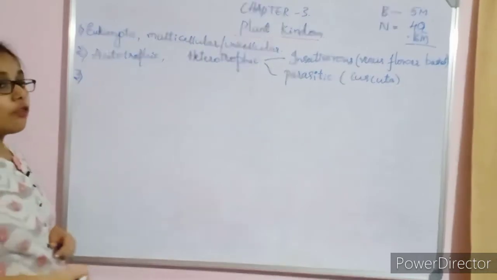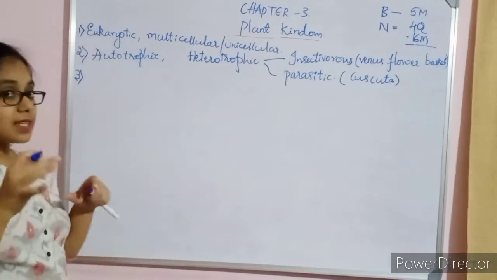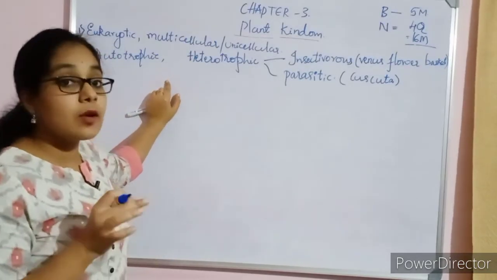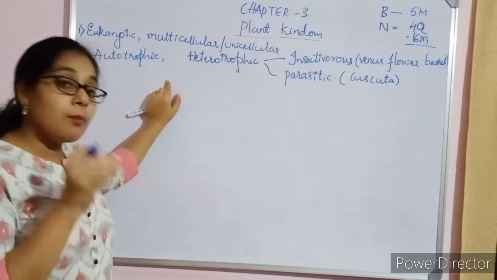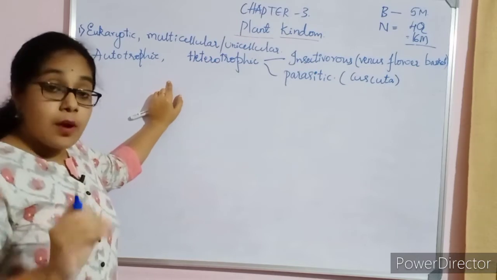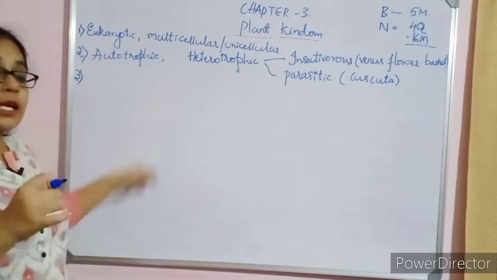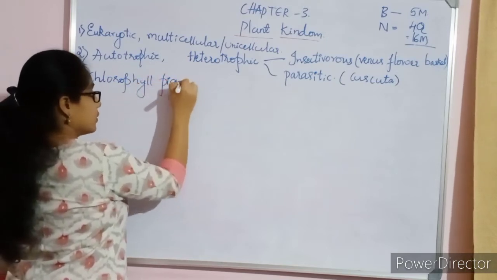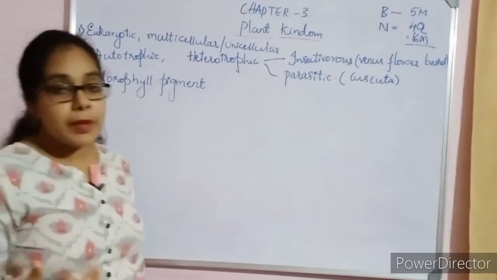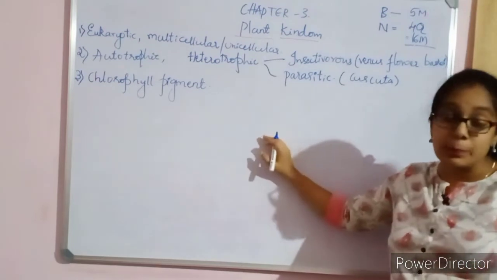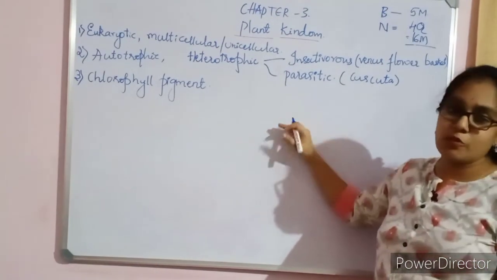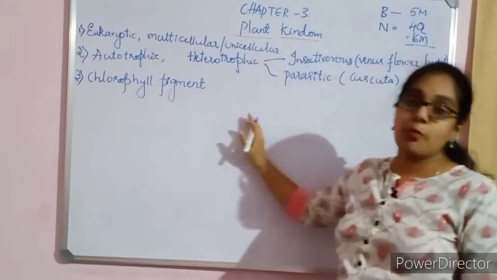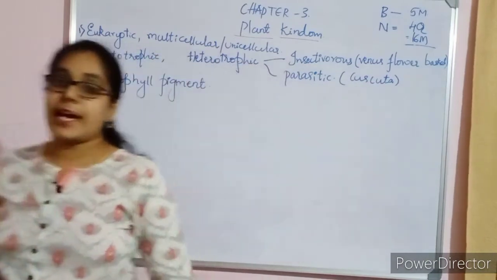And the next character of the plant kingdom is that they synthesize their own food. Why? Because I told you they are autotrophic. If they are autotrophic, they have to synthesize their own food. So how are they going to synthesize their own food? By the process called photosynthesis. For photosynthesis to happen, they require chlorophyll pigment. Yes or no? Yes. So the pigments may be chlorophyll A, chlorophyll B, or xanthophyll pigments or maybe rhodopsin pigments. So different kinds of pigments are there. This chlorophyll pigment is going to impart color to the plant body. So this is the most important character of plants.